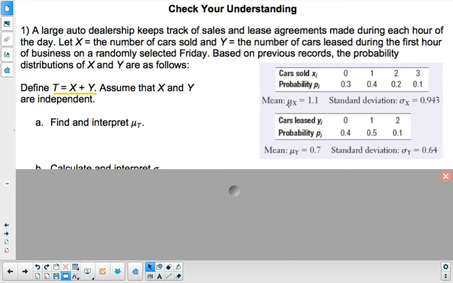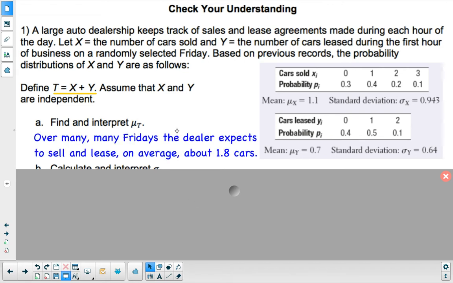So define T, the total of cars both bought and leased, equal to X plus Y. Assume that X and Y are independent. Find and interpret the mean. So we know when you have independent random variables, for the distribution of the sum, you can just add the means. So the mean of T is the same as that sum, 1.8. And here's the interpretation, more importantly. Over many, many Fridays, the dealer expects to sell and lease on average about 1.8 cars. So over time, make sure you have that in there.